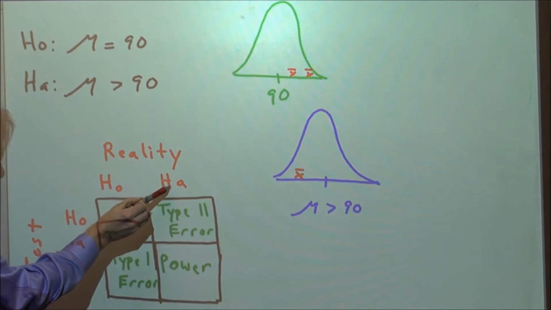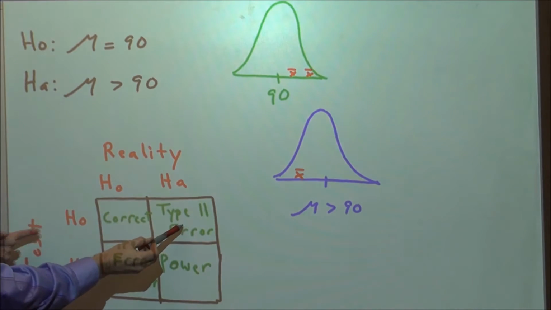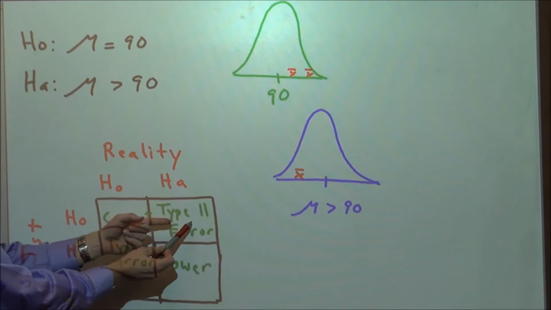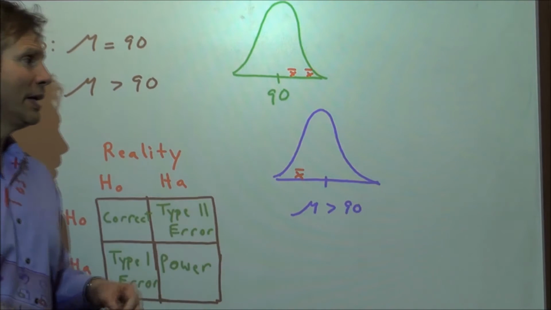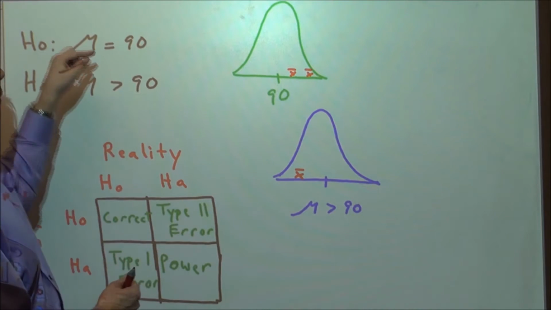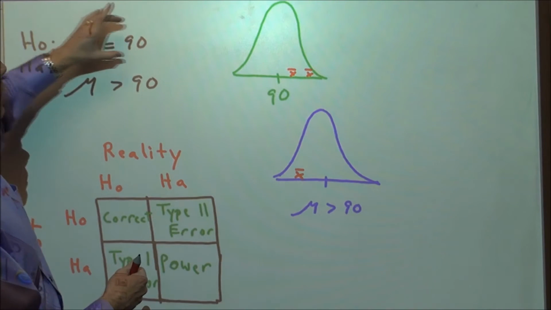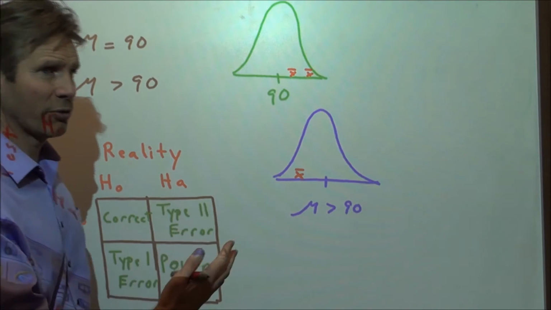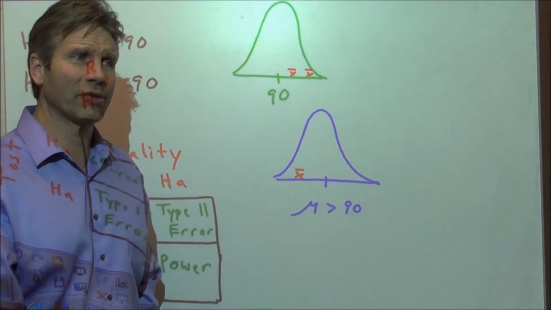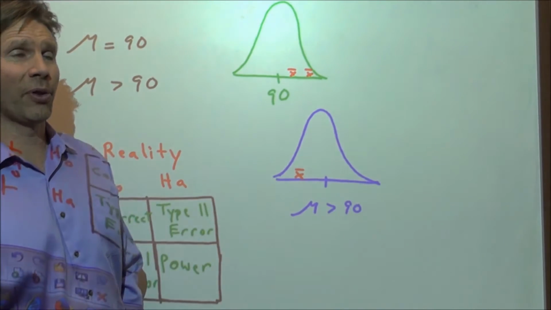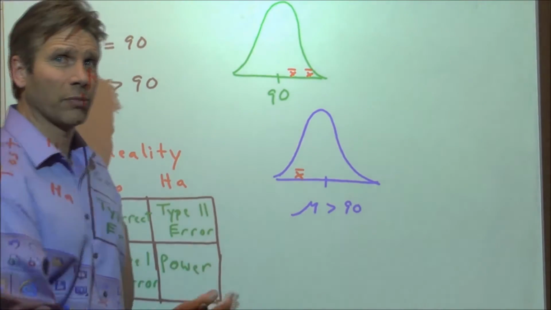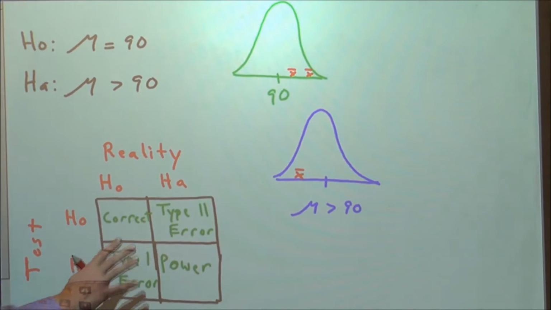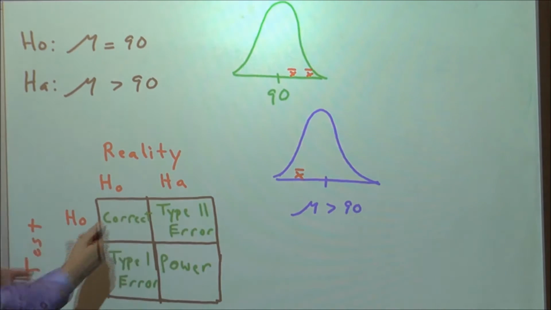So if the alternative was true, but we went with the null in our hypothesis test, we made a type 2 error. The consequence of that error is that we thought everything was okay, that the mean wait time was 90 seconds, but in reality it's more than 90 seconds. We should have hired more people. The consequence is we're going to start to lose customers and lose business. So those are the two big errors.